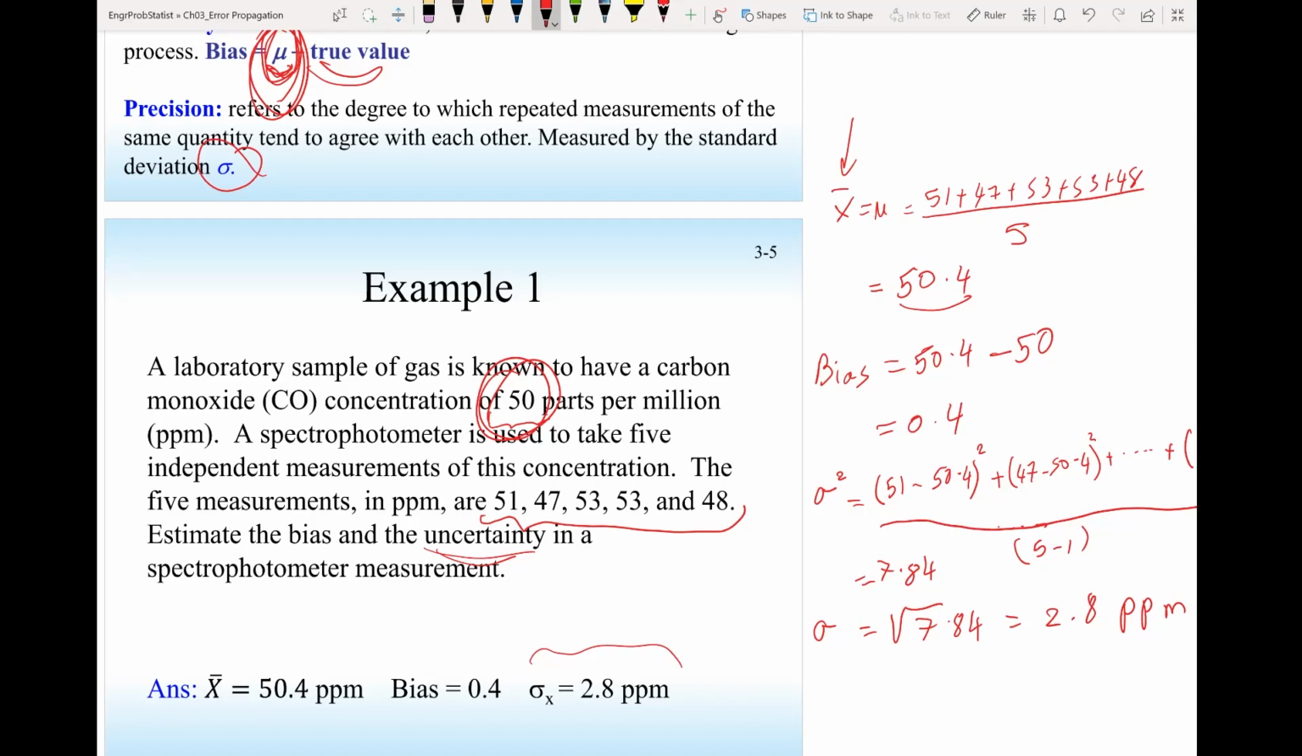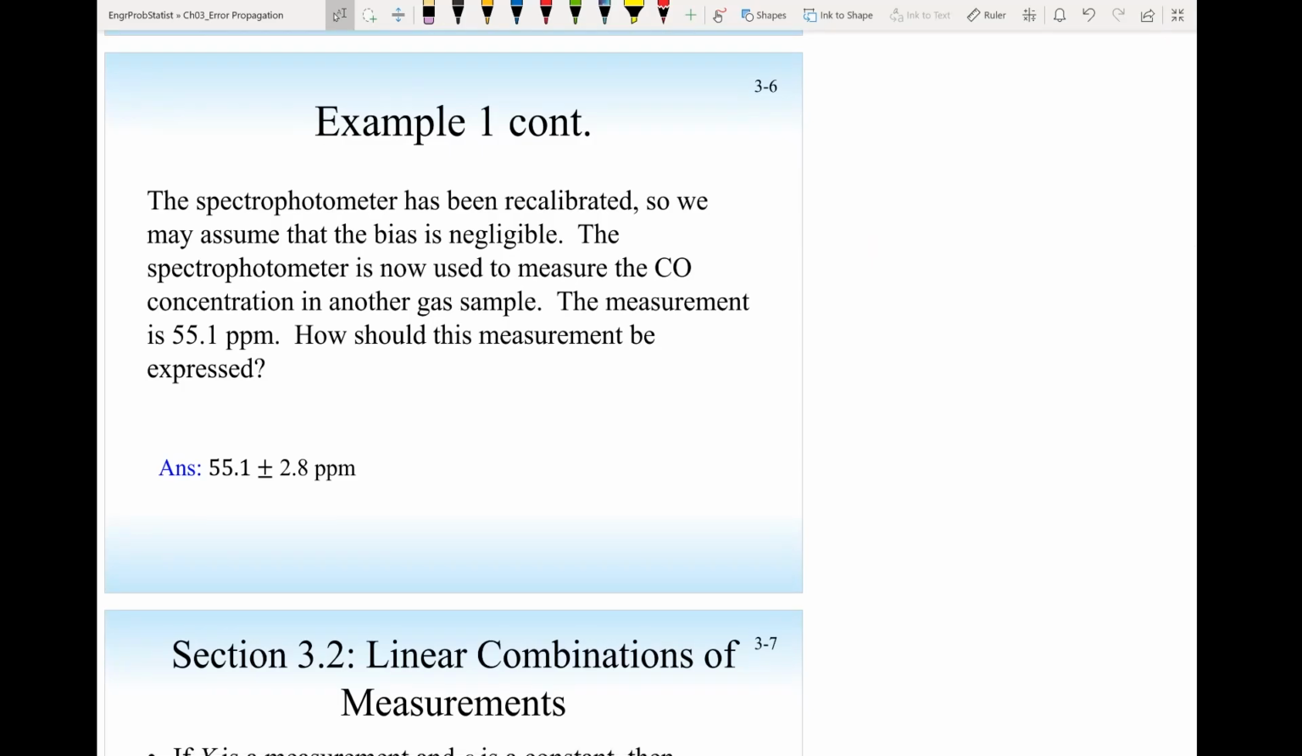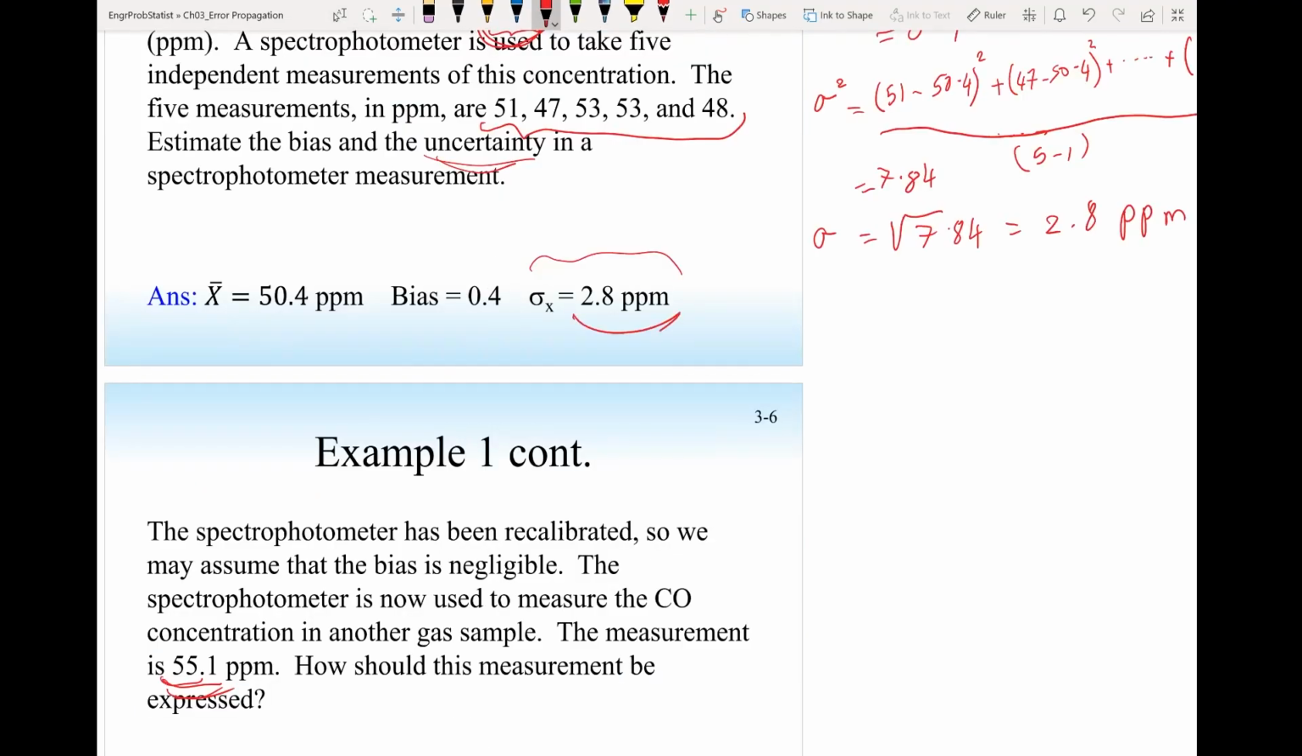After we measured the bias and the precision, the spectrometer has been recalibrated, so we may assume that the bias is negligible. The spectrometer is now used to measure the carbon monoxide concentration in another gas sample. The measurement is 55.1 parts per million. How should this measurement be expressed? If you are writing a document or you want to reveal this information, then you should include the precision, or the random error. So you say 55.1 plus or minus 2.8 parts per million, which is what we found.